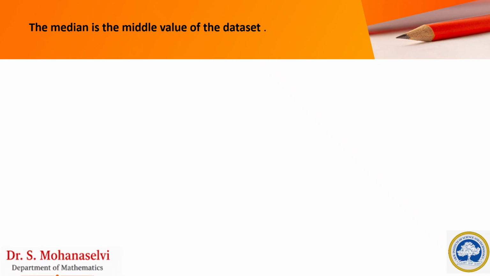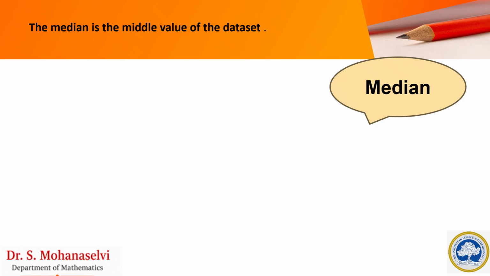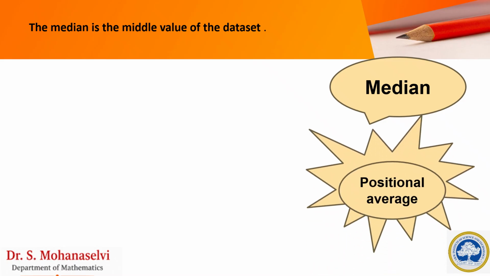Let's begin with median. When we have a set of data, we may want to know which value lies exactly in the middle. The value that divides the ordered data into two equal parts is called the median. Median is also called the positional average because its value is determined by the position of the observation in an ordered data set. So, unlike the arithmetic mean, we do not need to use every value in the calculation. We simply locate the middle position.